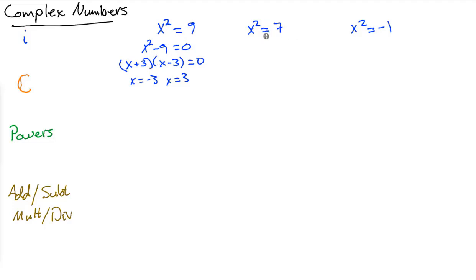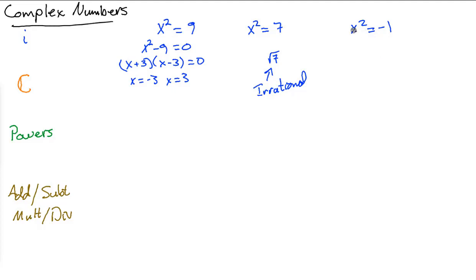Well, here you can see that just looking at it, what squared would equal 7? You would have to go backwards and do the square root of 7. Negative square root of 7 would also work, but just looking at this number, notice that this is now an irrational number. Square roots that don't come out nice are called irrational.